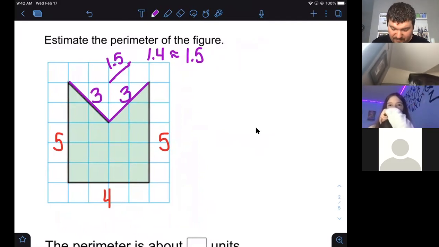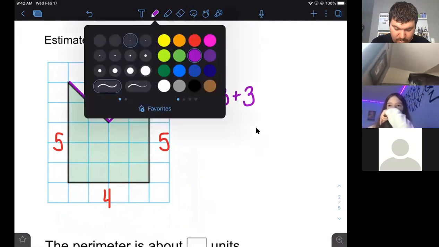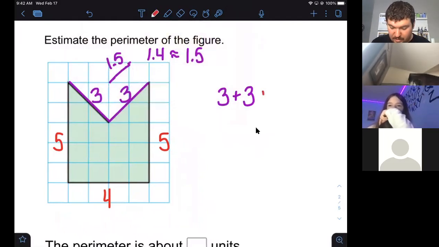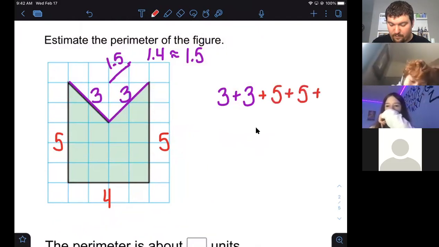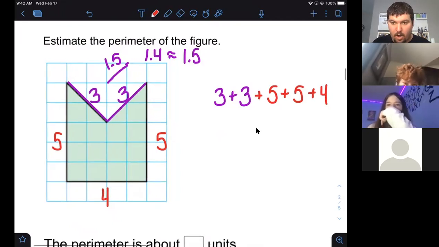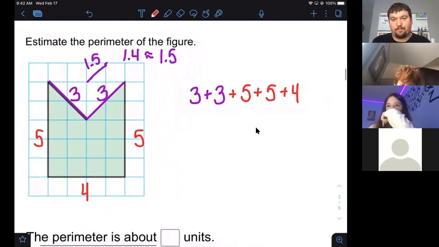Okay. So now we have all 5 sides. The 2 diagonal sides were 3 plus 3. And then our straight vertical and horizontal sides were 5 and 5 for the right and left side, and then 4 for the bottom side. So we're going to add those together. And would someone tell me what all of that adds up to? 20. Nice job. Yeah, it's going to add up to 20.